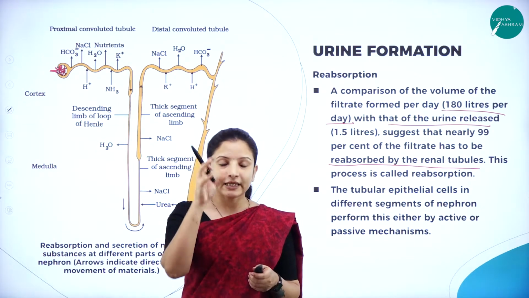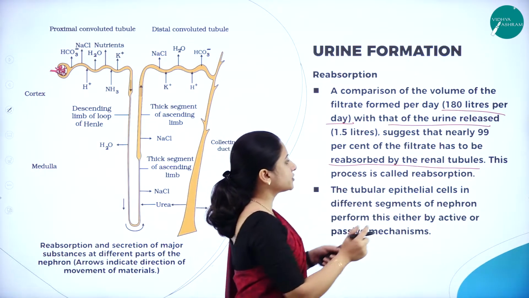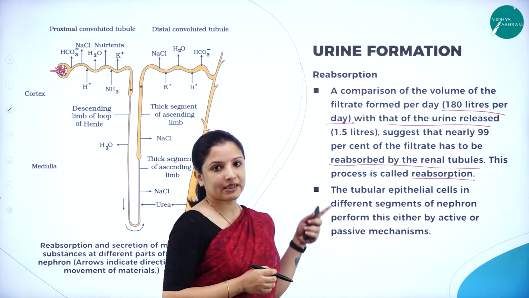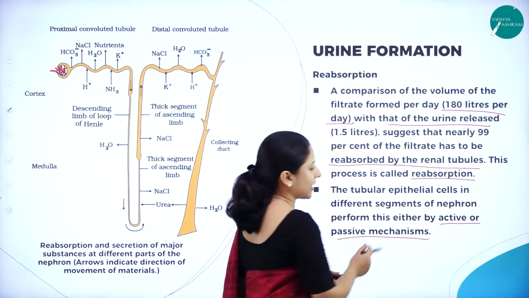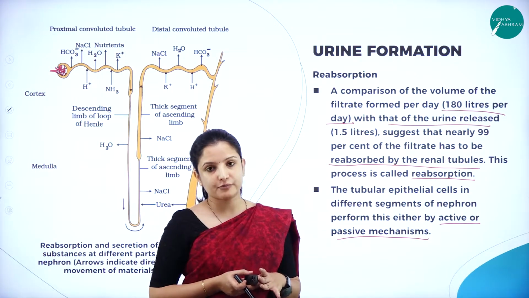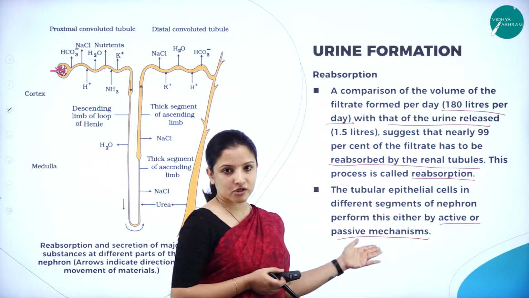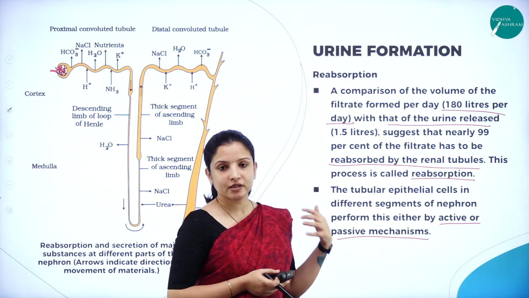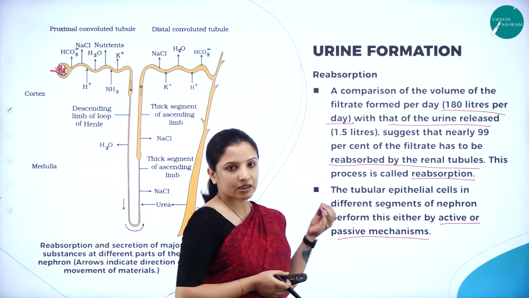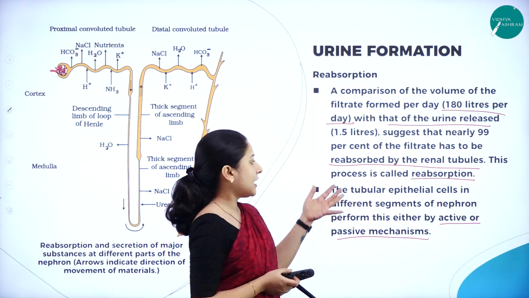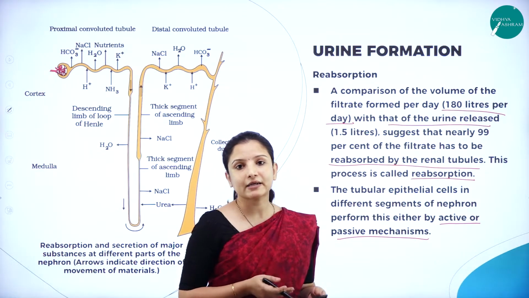Because all the collecting ducts of the nephron at the end go and join in the renal pelvis of the kidney. This process is called reabsorption, and the tubular epithelial cells in the different segments of the nephron perform this either by an active or a passive mechanism. Active absorption requires energy, whereas passive absorption does not require energy. So by active and passive absorption mechanisms, the glomerular filtrate formed in the glomerulus is reabsorbed by the renal tubules present in the kidney. That process is called reabsorption.